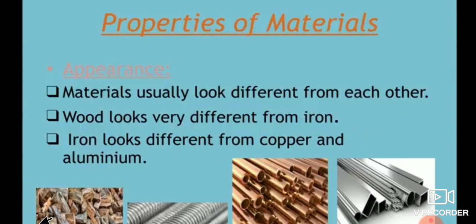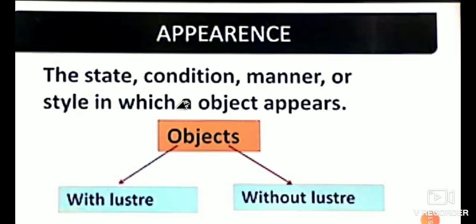In this picture, wood is different from iron, iron is different from copper and copper is different from aluminium. In this way, every material's appearance is different. Appearance is nothing but the state, condition, manner or style in which an object appears.